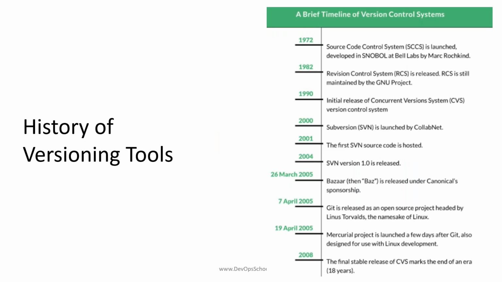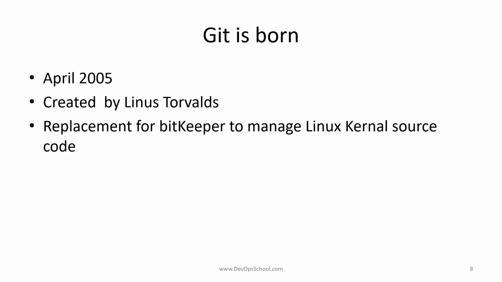Of course, this slide also contains the history of versioning tools. Just for information, we can know about it; for the work we don't need to know it in detail. So yes, Git was born in 2005, created by Linus Torvalds, the father of Linux, and it was a replacement for BitKeeper to manage the Linux kernel source code. Linus did not develop Git because of us or someone else, but because they wanted to manage the Linux source code. Earlier they were using BitKeeper, but BitKeeper became commercial. So they wanted to use something open source and distributed, so programmers for the Linux kernel can use it across the world. That is how Git was born.